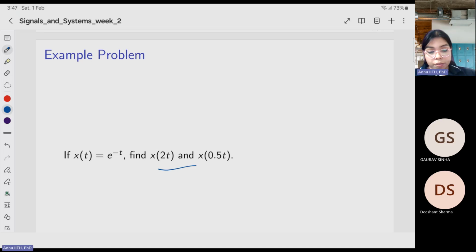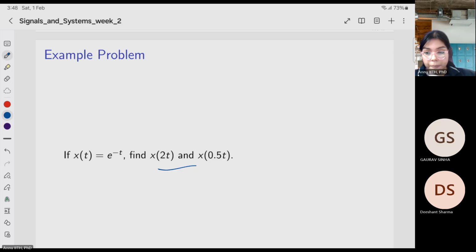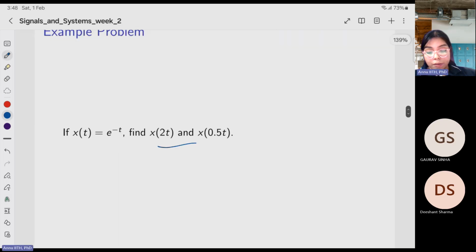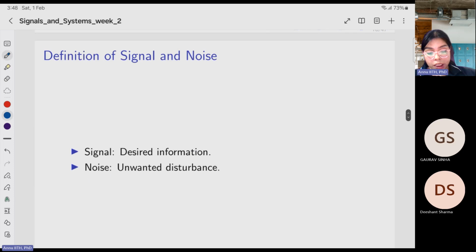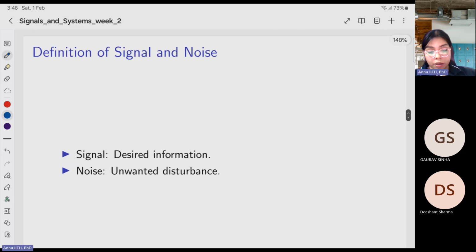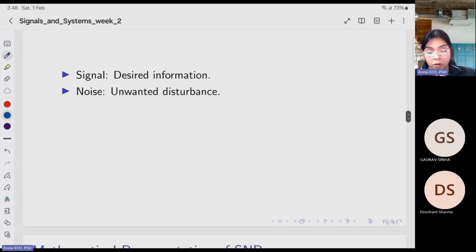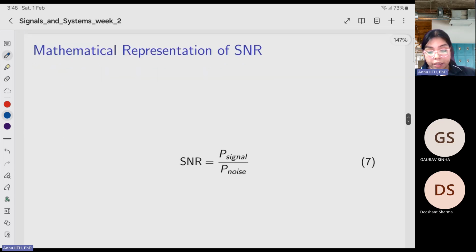So coming back to the theory, the analysis. How will it look? We can just replace t by 2t and 0.5t. So the definition of signal and noise: whatever signal is desired is the signal, and unwanted disturbance is the noise, which we saw already. The mathematical representation: SNR is signal to noise ratio, the power of the signal divided by the power that is there in the noise.